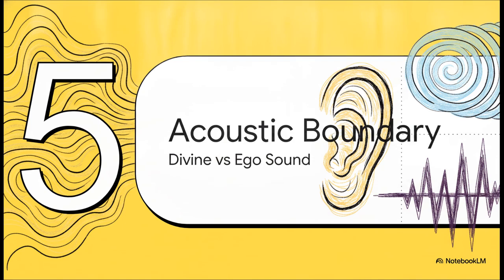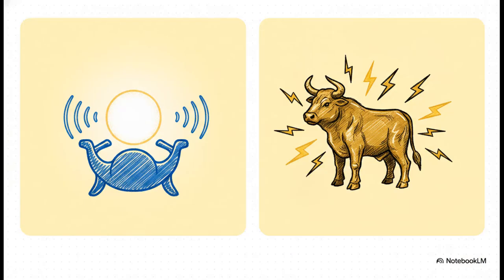Let's look at Section 5, the acoustic boundary. So how does this protected internal light actually communicate with the outside world? It's a fascinating contrast. On one side we have the cradle speech of Isa, permitted speech under a divine seal used to defend his mother. Beautiful, soulful sound. On the other side we have the golden calf's voice, what the text calls khuar. This is unsealed noise. It's an unauthorized sound demanding external worship, completely devoid of a soul.